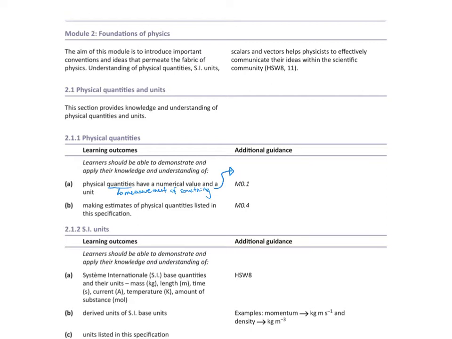So for example, if I say I'm driving at 20 miles per hour, you have your numerical value, which is a number, and a unit, miles per hour. Obviously, this is not the same as 20 kilometers per hour, and we'll get to that later on.